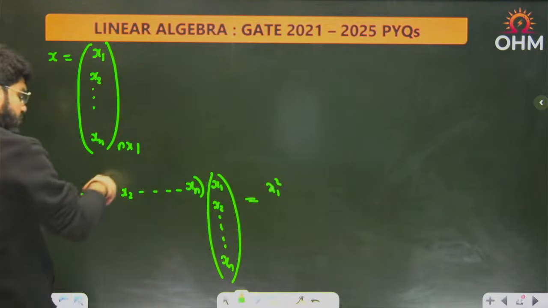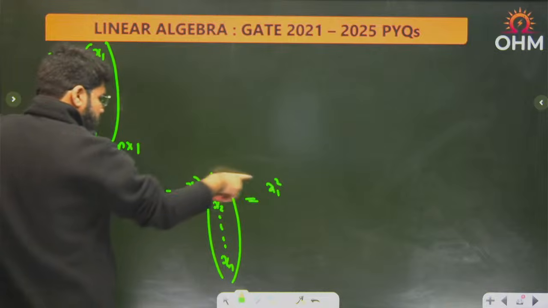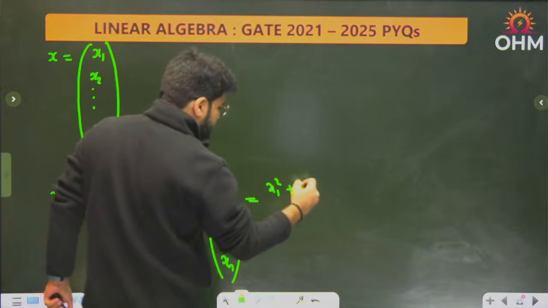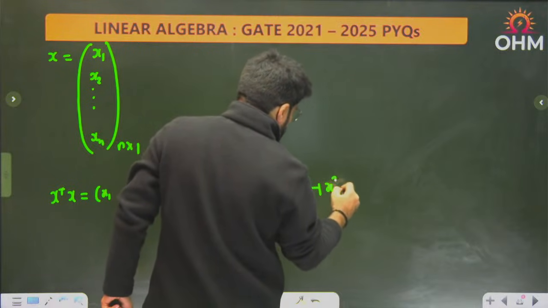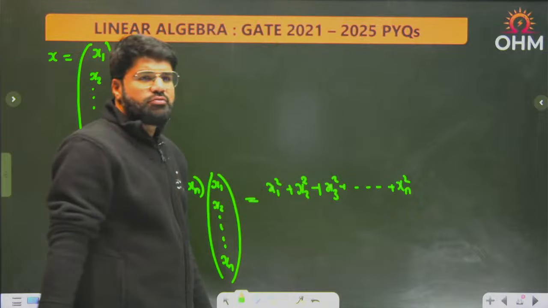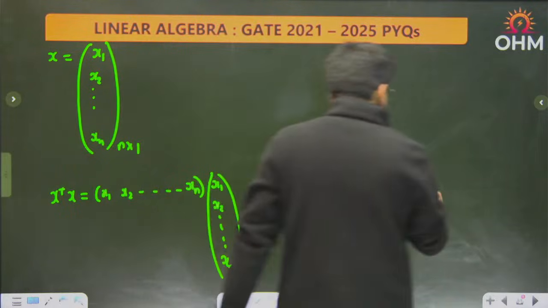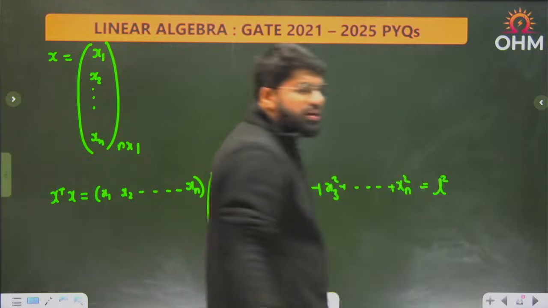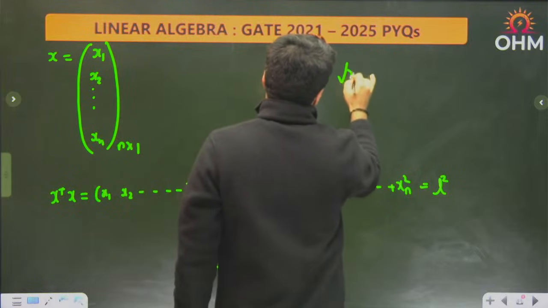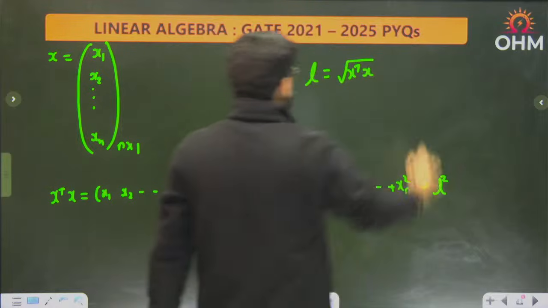There is only one row, one column, so x1 into x1, x1 square. Then x2 into x2, corresponding elements will multiply, x2 square. Next x3 square, and this will happen up to xn square. This is the formula for length square. Normally in vectors also you find the length like this. That is why the length has been given as root over X transpose X.